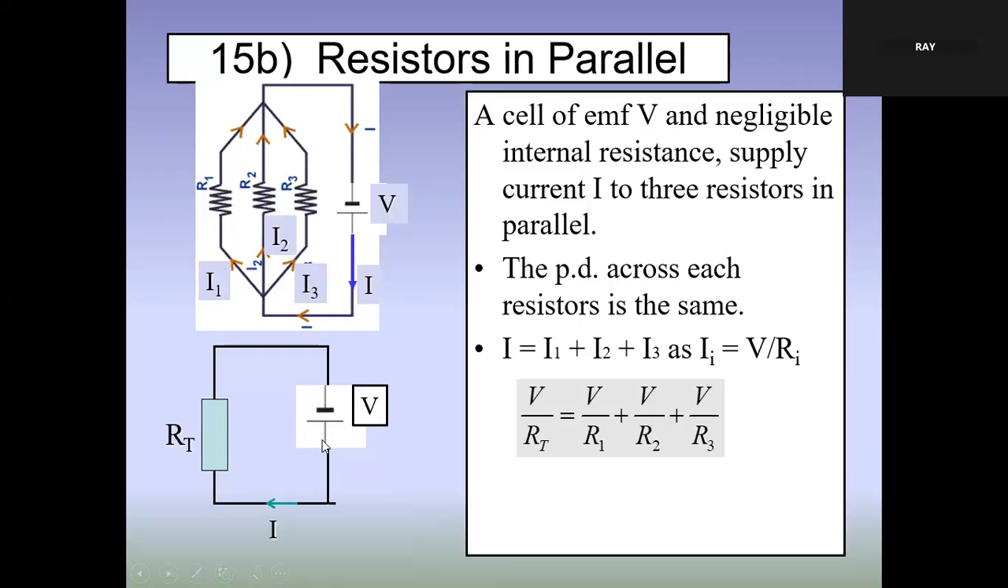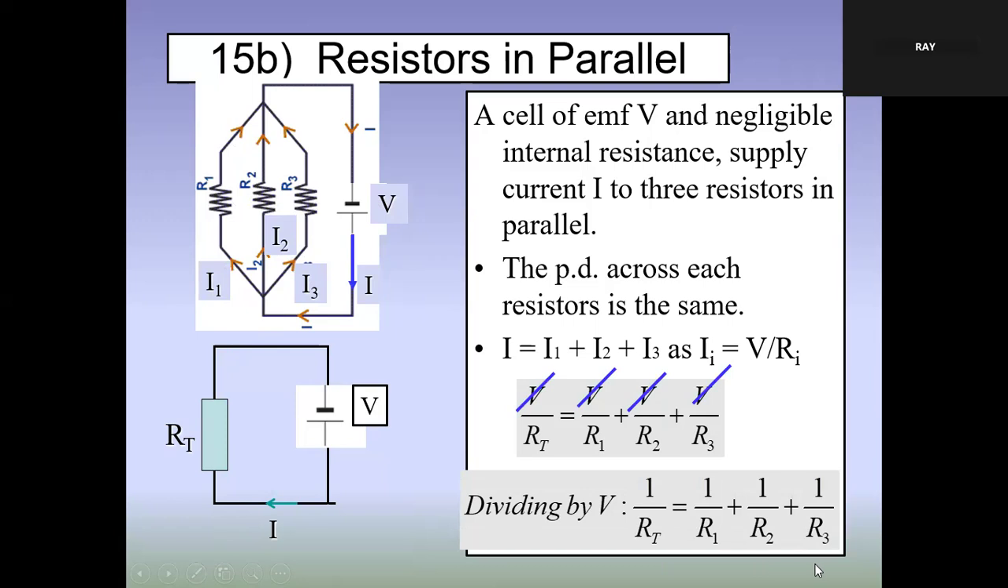This one is from here, V divided by RT. That's for this current. I1 is just your V divided by R1. I2 is V divided by R2. I3, this branch, is V divided by R3. We cancel the V off, we get our answer. Any comments so far?